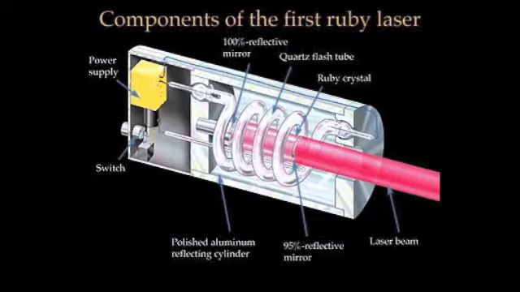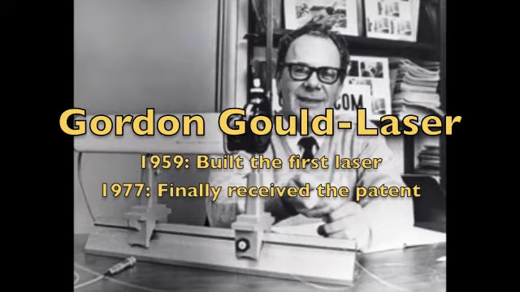The ruby laser was created by Theodore Maiman. This is believed to be the first light laser ever. It's called a ruby laser because the medium of the laser is ruby crystal. Some believe that Gordon Gould created the light laser before Maiman. Gordon Gould was the first person to use the word laser. There is good reason to believe that Gould made the first light laser.